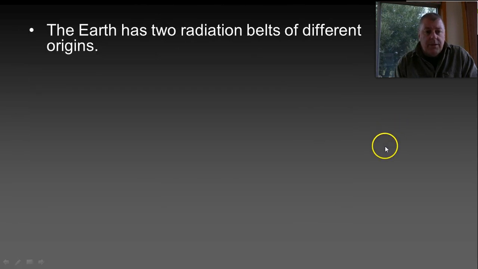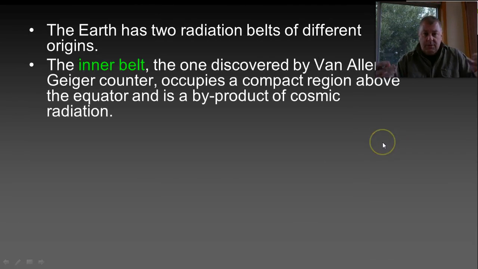And the Earth has two belts of slightly different origins because there are different mechanisms that cause them. One is predominantly protons, and the other one is predominantly electrons. Different charges, different masses, different effects.